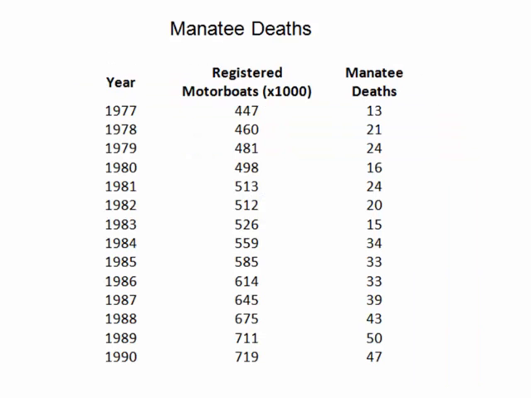Here's our dataset. Here we have the years. We have the number of registered motorboats, and the units are 1,000, and we have Manatee deaths. And what we're going to look at is the relationship between the number of registered motorboats and Manatee deaths. We will begin doing this in Minitab.